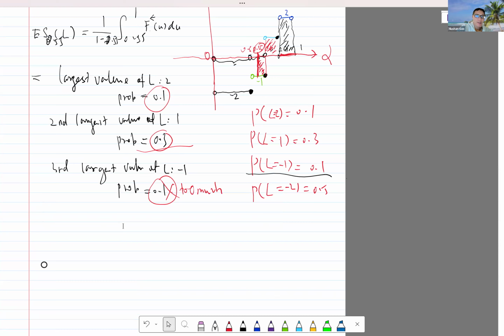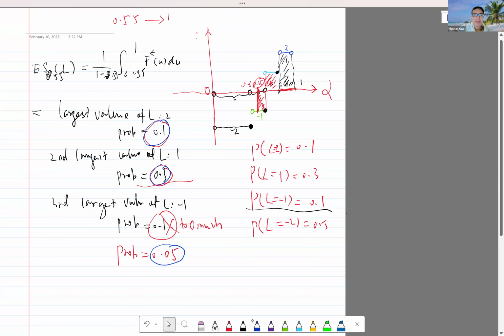So what do I do? Let's take what we want. If we take 0.55, then the total length. Now if you add them together, 0.1 plus 0.3 plus 0.05, the total probability is 0.45, exactly what we want. So basically, when we do the average, we are looking at three pieces, right? The last piece corresponds to the largest value of L.